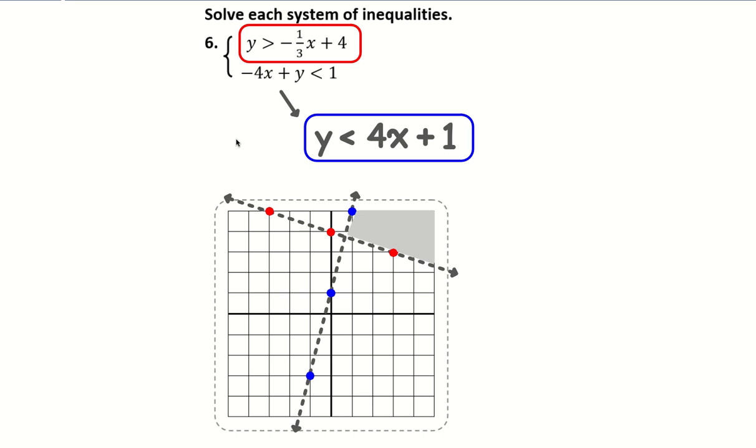Okay? So remember, with a system of inequalities, you're just going to graph both of them in the same plane, shading lightly and all that kind of stuff, because you're not going to really darken in your shading until the final answer. So this first inequality was good to go. I already know the y-intercept of 4 and the slope of negative 1 over 3.